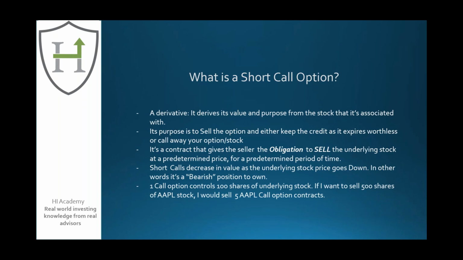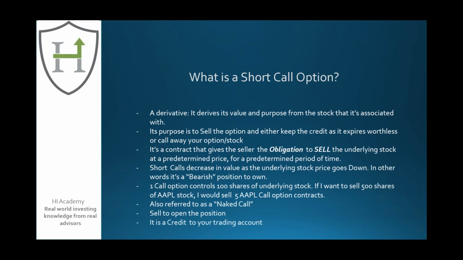So if you wanted to sell 500 shares of Apple, you would need 5 contracts to be obligated to sell your Apple shares at a certain price for a certain period of time. It's also referred to as a naked call, which has unlimited risk if it is not associated with a stock position or another option. You still open the position to get a credit into your trading account.